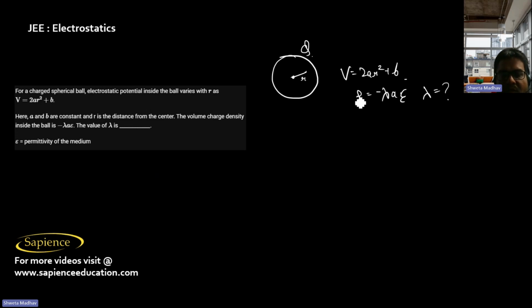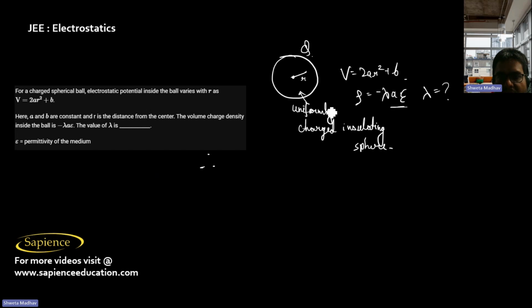So the volume charge density rho is this. So it is obviously a constant. So volume charge density is constant. So it is obviously a uniformly charged sphere. Uniformly charged, it should be an insulating sphere. Uniformly charged insulating sphere.